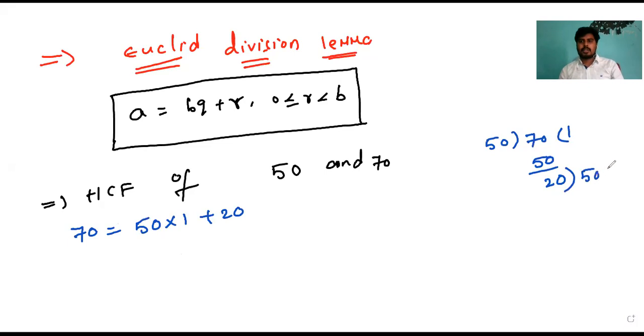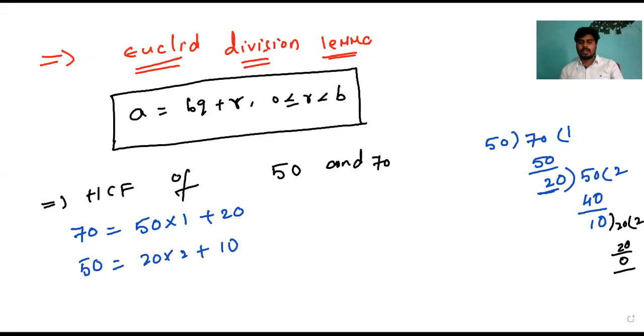Next, 50 is equal to, again taking 20 as the divisor, 20 into 2 plus 10. Still we didn't get 0 remainder, right? Again, you have to continue. 10 twos are 20, remainder we got 0 here. Now we can stop. There is no further procedure. 20 is equal to 10 into 2 plus 0, the remainder.